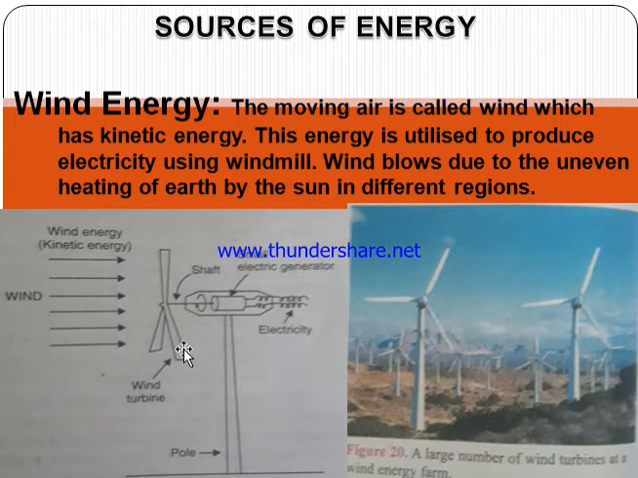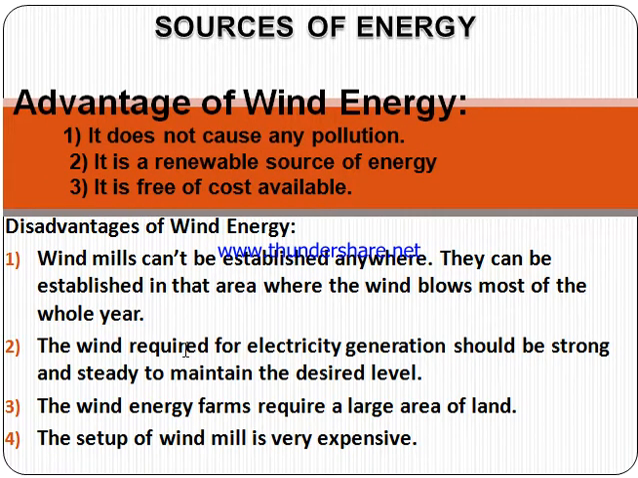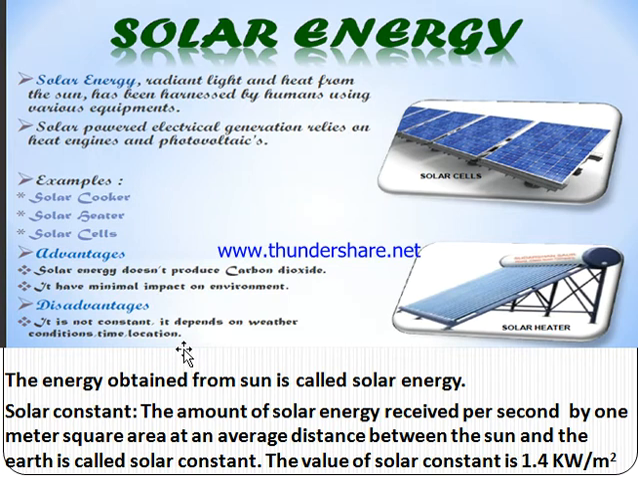So after wind energy, we are going for solar energy. The energy obtained from the sun is known as solar energy. So what is the definition of solar energy? It is the heat energy of the sun which has been harnessed by humans using various equipment. Solar energy is directly converted into electrical energy using photovoltaic cells.